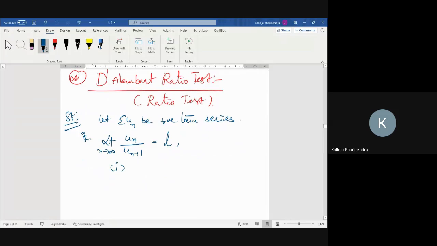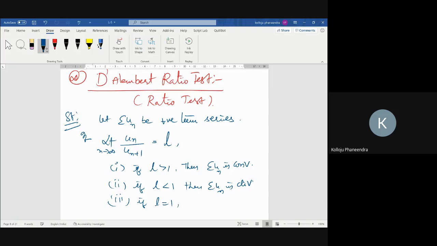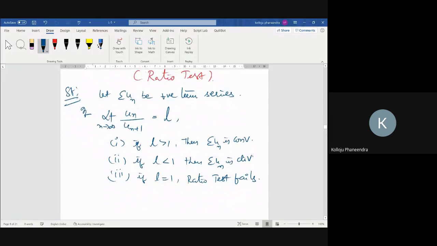If limit n tends to infinity of un by un plus 1 is L, the first condition is: if L is greater than 1, then sigma un is a convergent series. Second one, if L value is less than 1, then sigma un is a divergent series. And the third one, if L equal to 1, the ratio test fails.